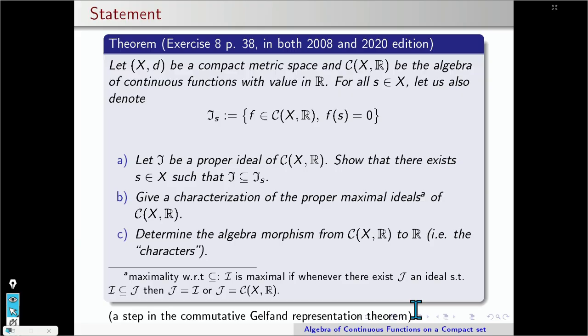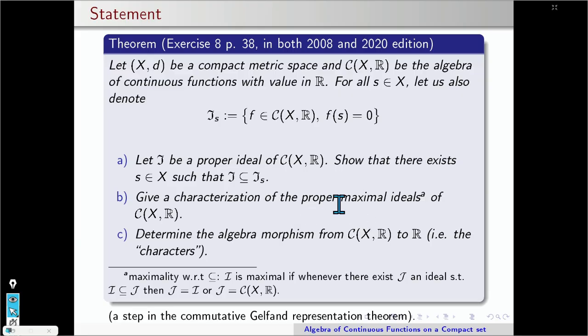So in the context of commutative C-star algebras, it says that there exists a topological space such that the C-star algebra is in fact the algebra of continuous functions on that topological space. Here we have restricted to metric spaces just to follow the book, and I will point out at which point I use the distance.